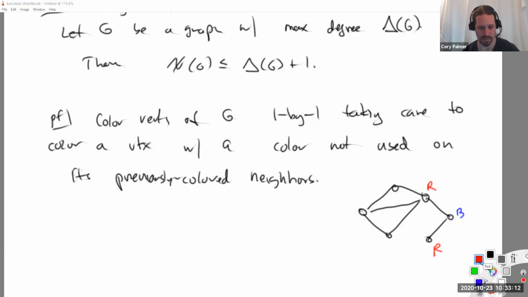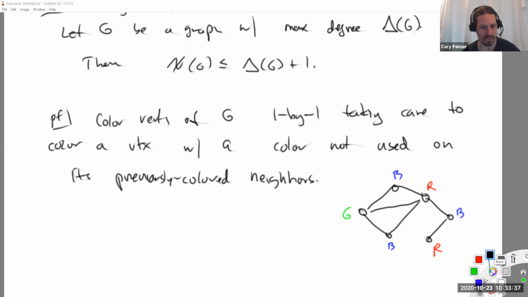And then I go, say, here, and oh, that can't be red, so it should be blue. And then say I go down here, this could be blue again. And then this one, it can't be red or blue because the previously colored neighbors are both colors, so it's got to be green, say. So it's literally what you would do if you took a paper and tried to do this, you just do the minimum here, okay?